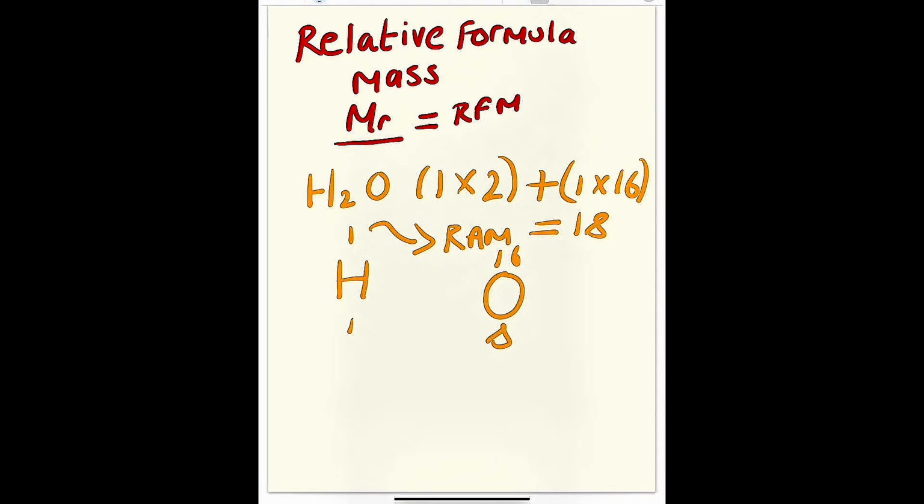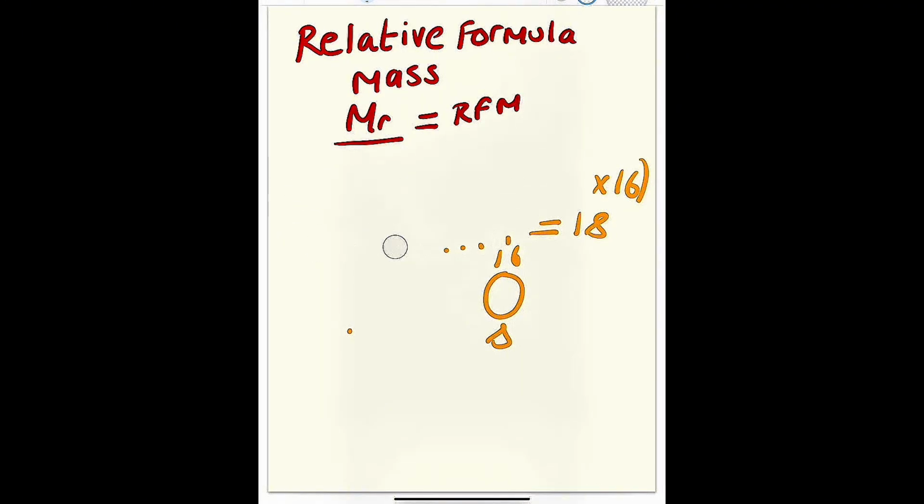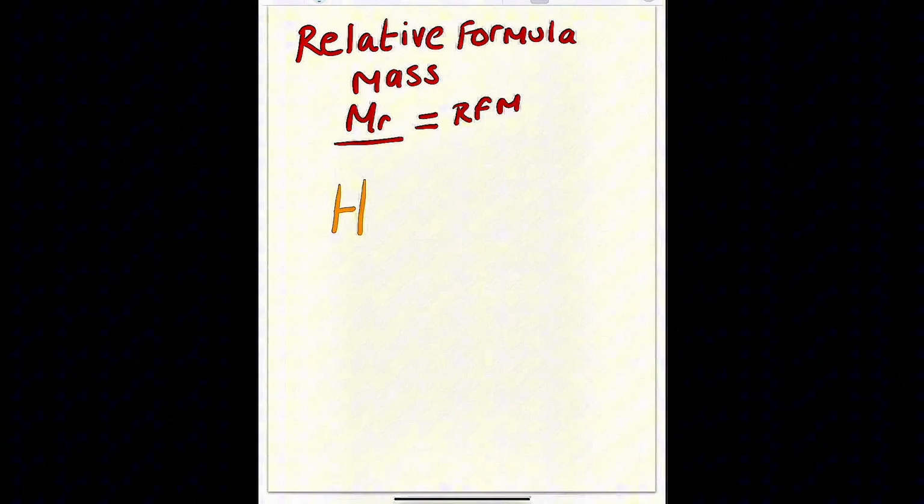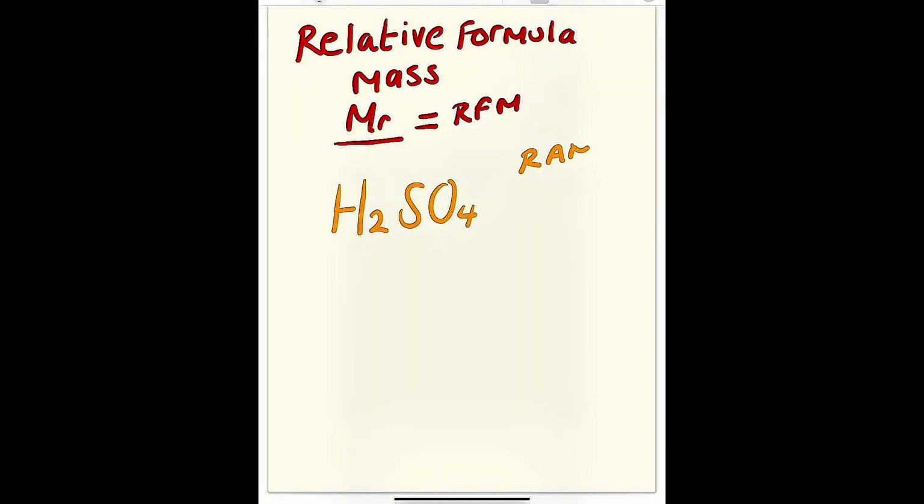So I'm going to go through another example. Let's say we wanted to work out the relative formula mass for this compound that we have here, which is H2SO4. Again, use your data sheet, which is a periodic table. We've got 2 atoms of hydrogen. I'm going to write down the relative atomic masses for each of the elements.